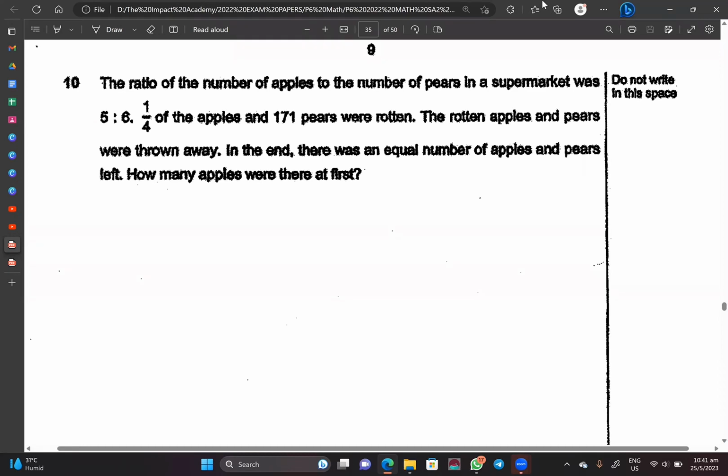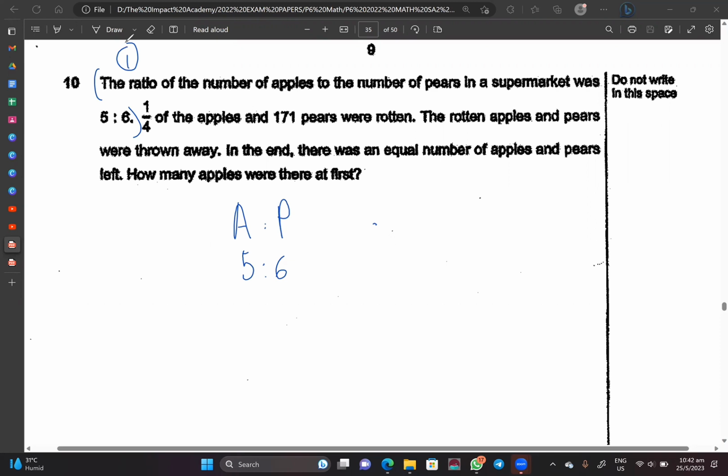Hi everyone, today we are looking at a question like this. As you can see over here, the ratio of the number of apples to the number of pears in a supermarket was 5:6. So we are going to put A is to P, we're going to write 5:6, okay? Now, I do not know what concept this is. Of course, we know it's ratio, right? But sometimes you have to read a little bit more to know what the sub-concept is.